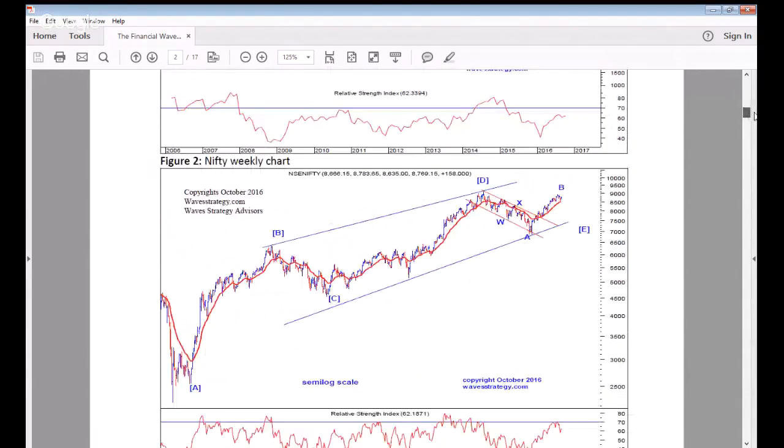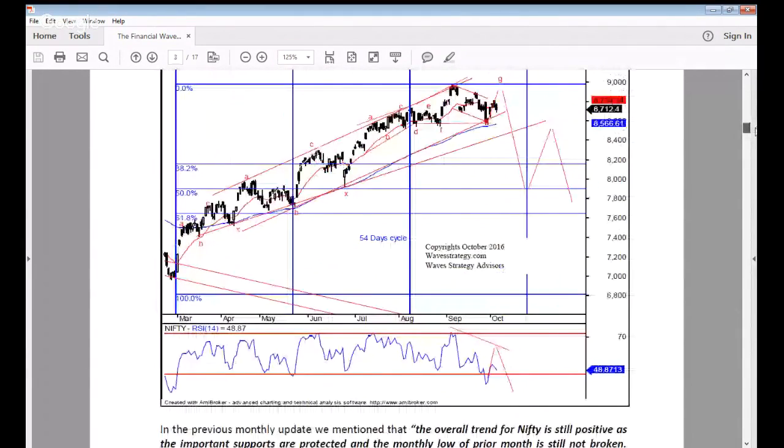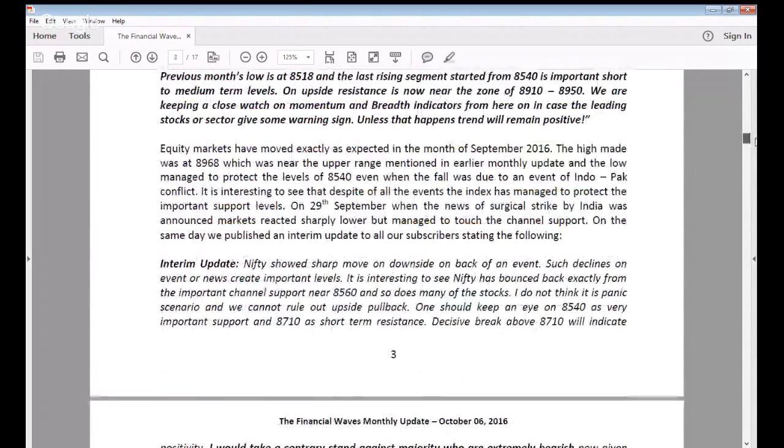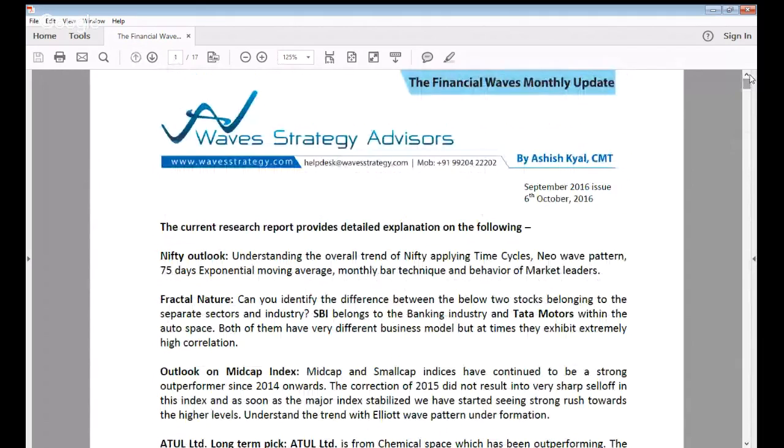We have explained it from a much lower degree, along with a lot of justification. So there are a lot of concepts explained in this research report, and anyone who would like to understand the medium-term to long-term trend can probably get access to this report. And there are short-term reports as well which we keep publishing.